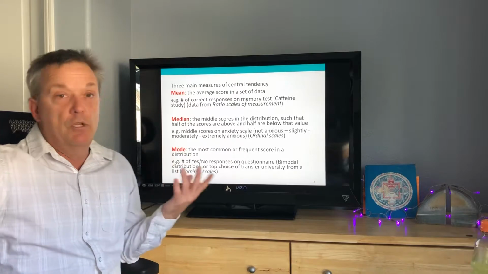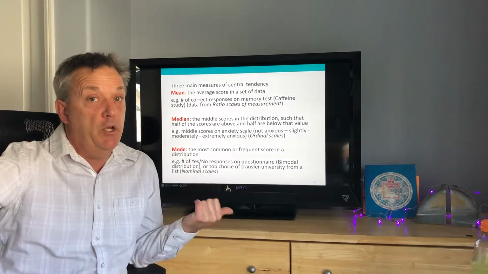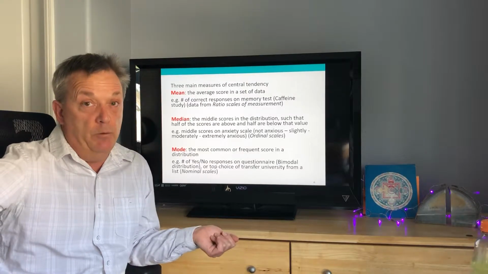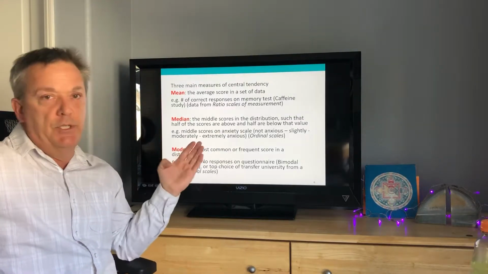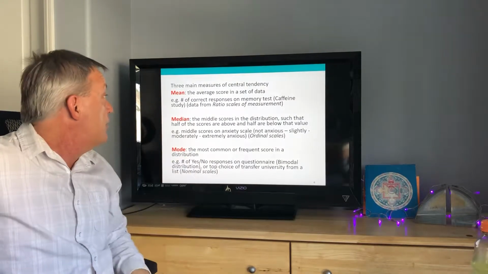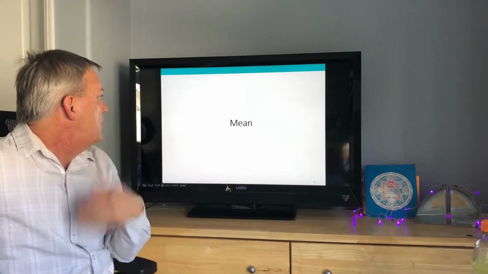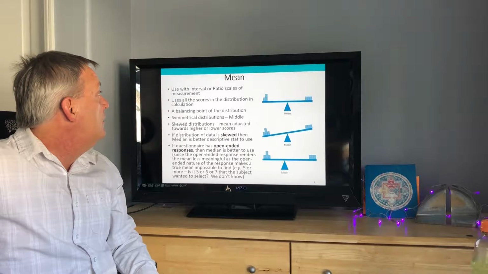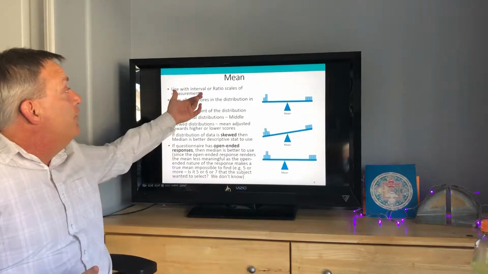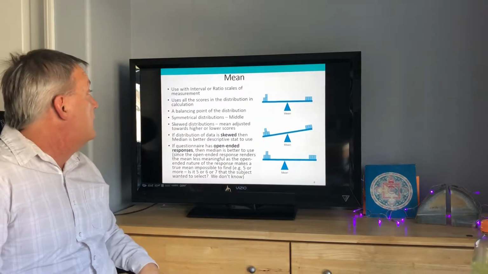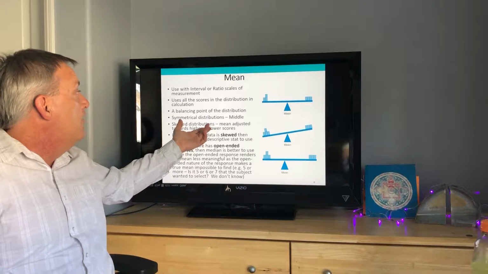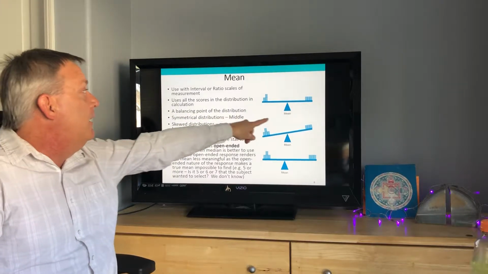So knowing those, remember the NOIR, N-O-I-R: nominal, ordinal, interval, and ratio, are very important, as you can see. So everything that we've learned is kind of building on each other. So make sure that you know those like the back of your hand. What's the mean? Basically you want to use it with interval or ratio scales of measurement. It uses all the scores in a distribution in the calculation. Of course, it's the balancing point of the distribution.